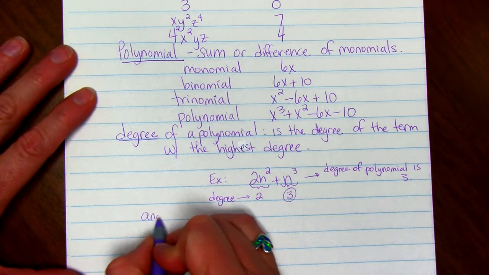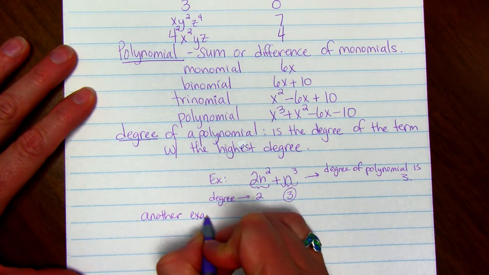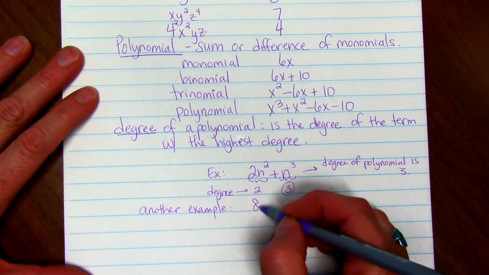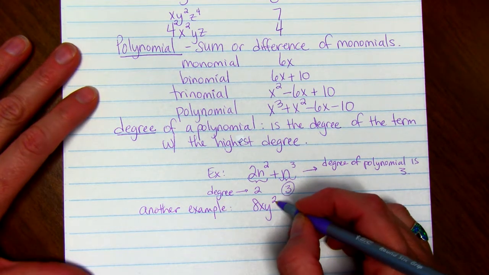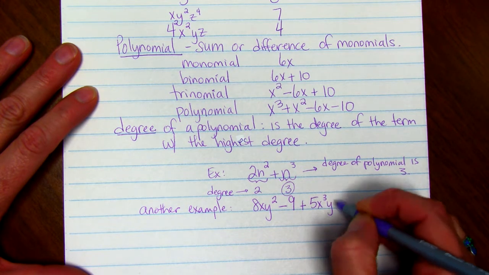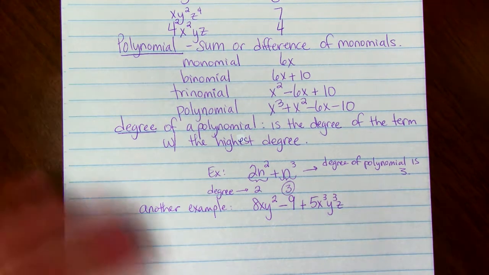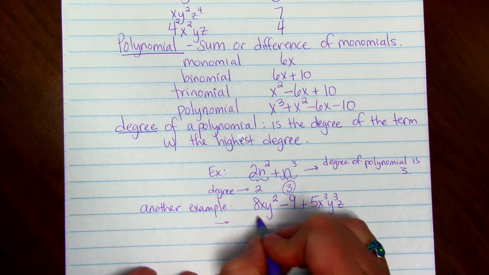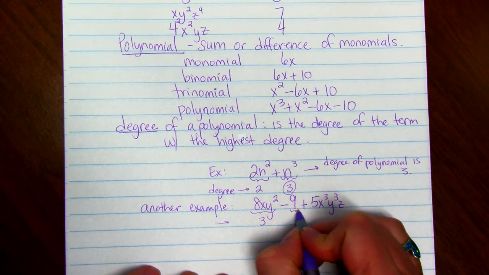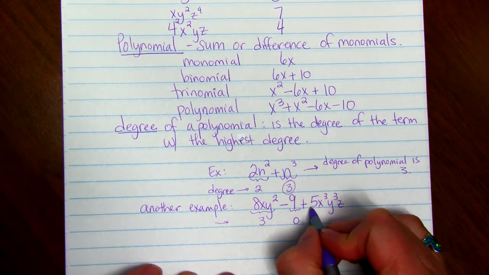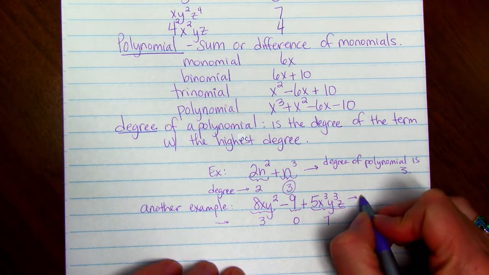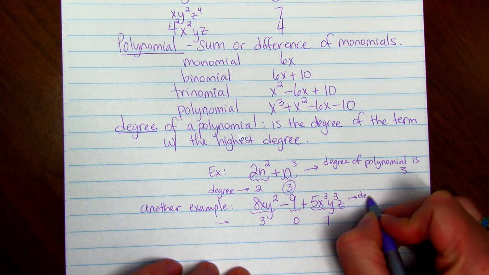Here's another example: 8xy squared minus 9 plus 5x cubed y cubed z. We're going to find the degree of each term. You add up the exponents on the variables. So this is 3. There's no variable here, so it's 0. And this one is 7. So the degree of the polynomial is 7.